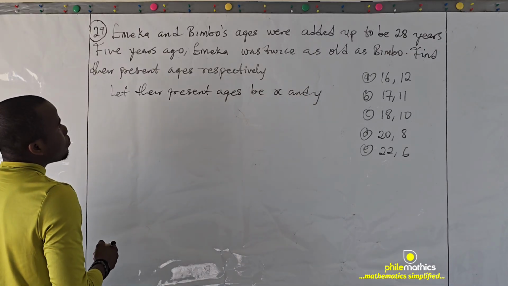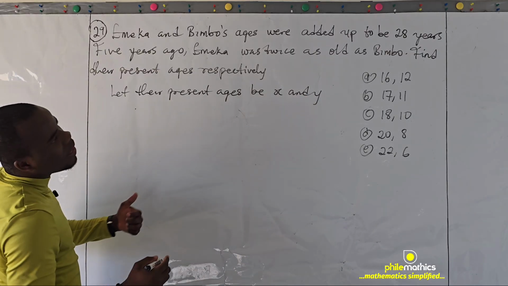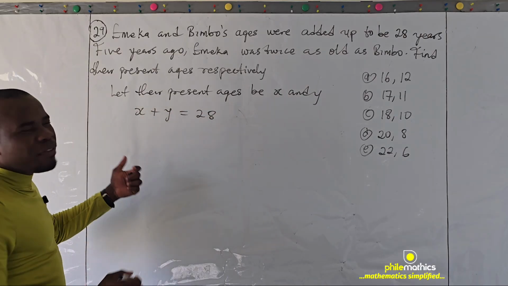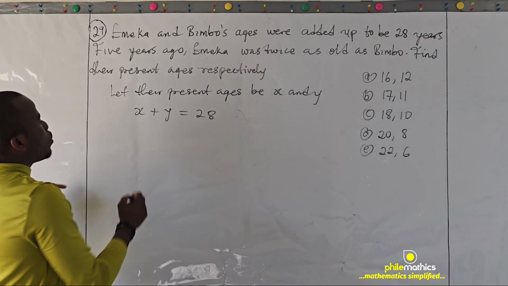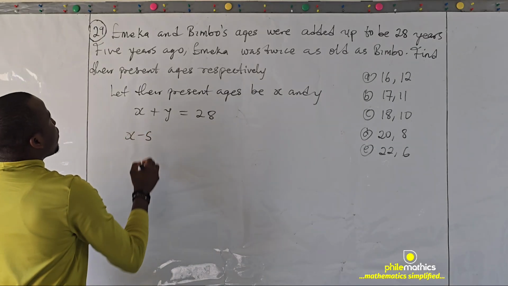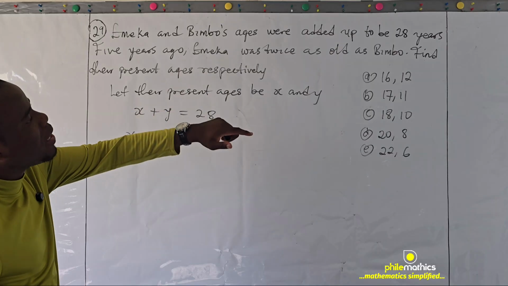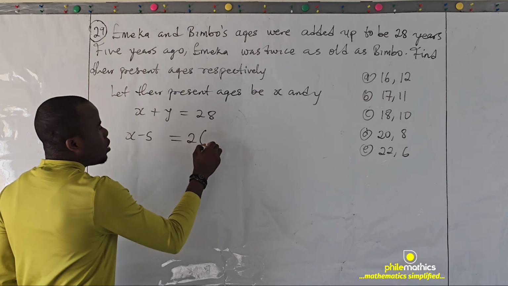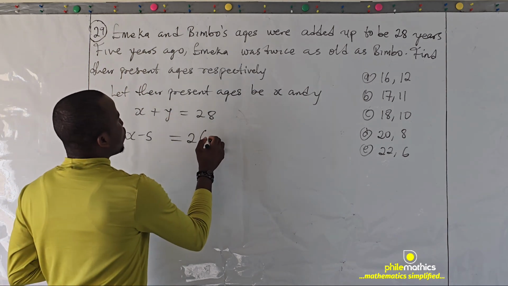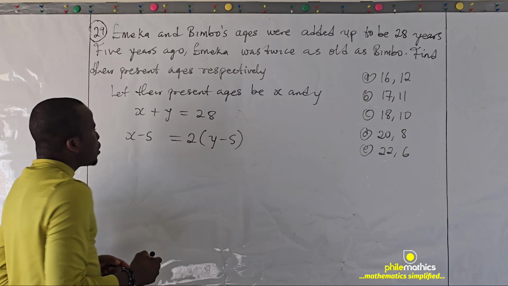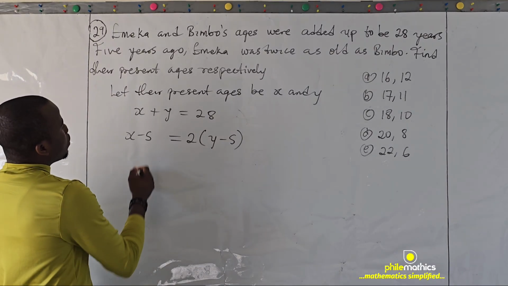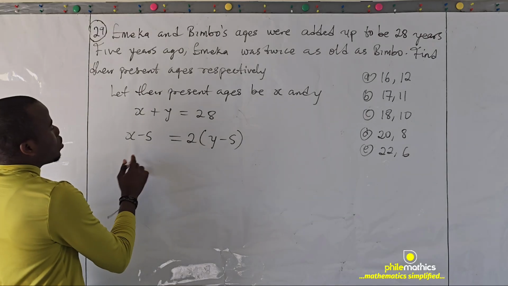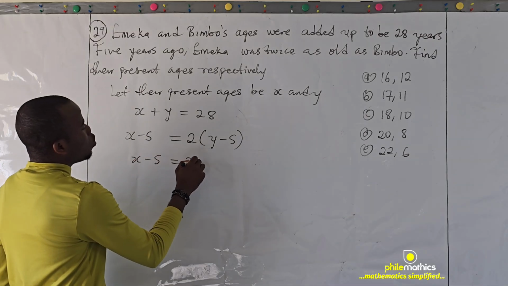And so since their ages added up to be 28, x plus y is 28. 5 years ago, Emeka was x minus 5. And we are told that Emeka was twice as old as Bimbo. Emeka's age 5 years ago was twice Bimbo's 5 years ago, which was y minus 5. And so we can solve this simultaneously. So we have x plus y equals 28, and x minus 5 equals 2y minus 10.